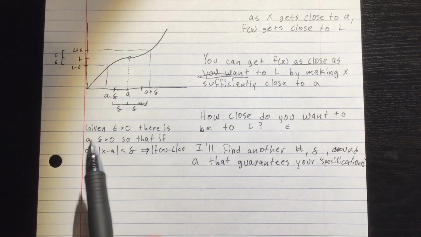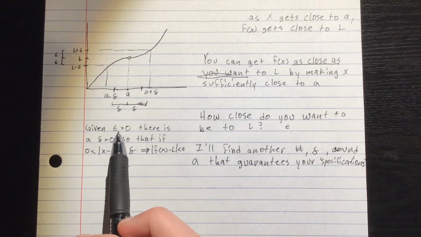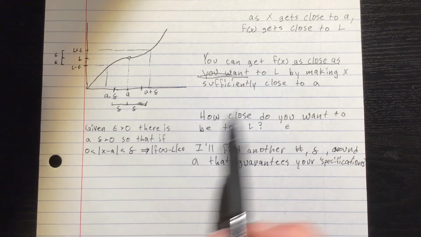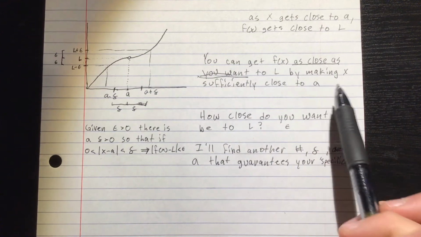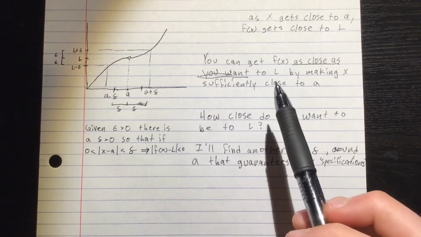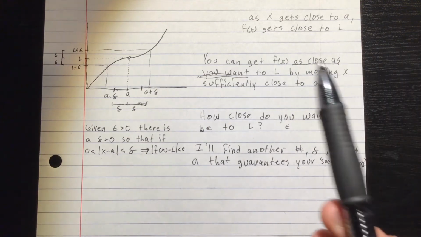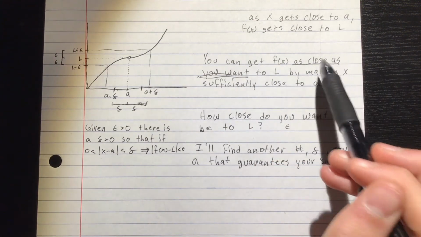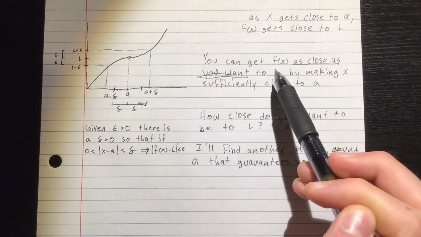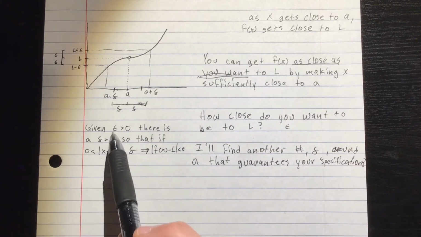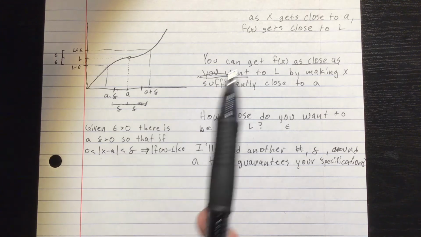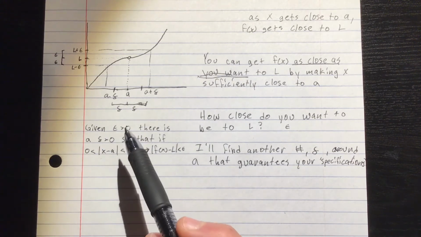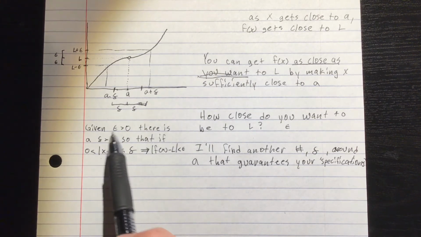Now we have something more mathy, but the exact same thing we've been talking about this whole time. So given a positive epsilon, so that translates from this. You can get f of x as close as you want to L, and I'll give you a range around A, so that if you pick any x in that range, you'll always be that close to L. That distance is epsilon. So given a positive epsilon, that just means a positive distance away from L. Maybe it's 0.01. I want to be within 0.01 of L.